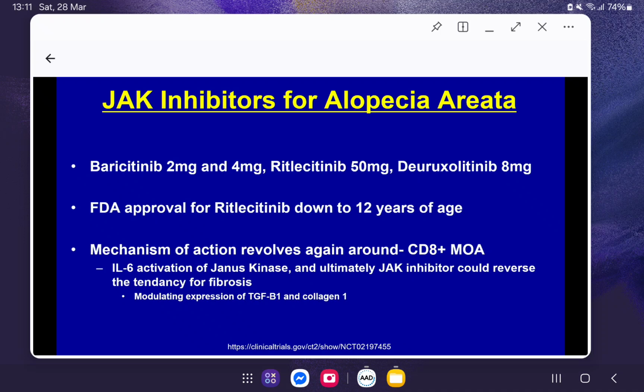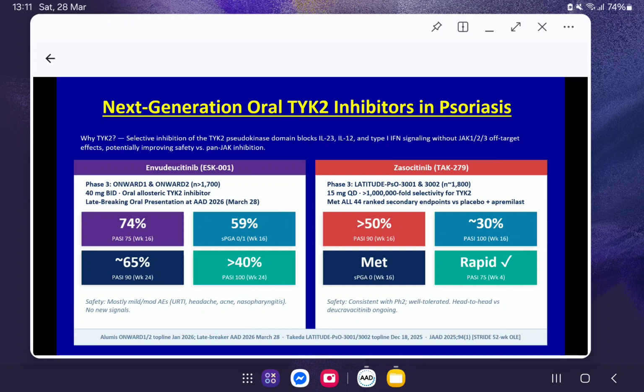But who ever thought that we would have 3 oral treatments for alopecia areata? Gone are the days of simply bringing people in for intralesional steroid injections. Okay, what's new in psoriasis?